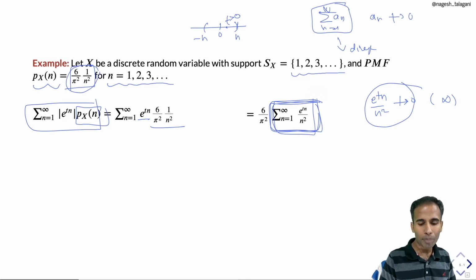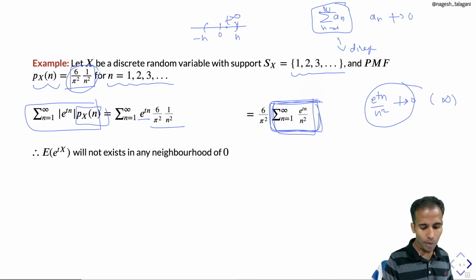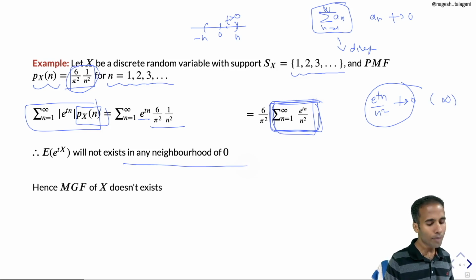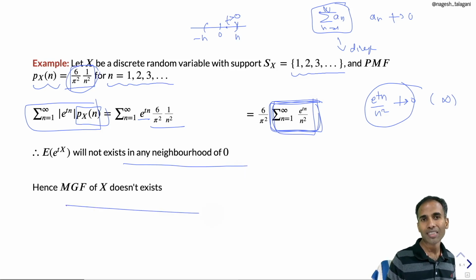So we cannot pick any neighborhood of 0 in which this series converges for all t. That's why the expectation of e power tX will not exist in any neighborhood of 0. So therefore, the MGF doesn't exist. This is an example of a discrete random variable for which the MGF does not exist.